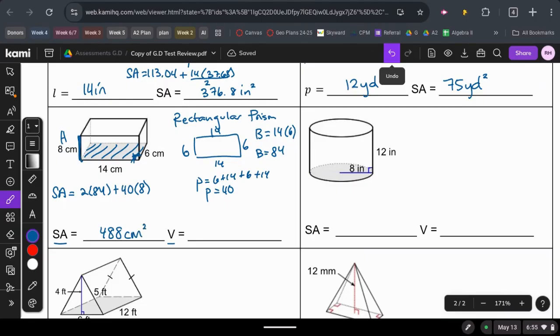Volume, same idea. The formula for a volume is area of the base, so 84 times the height, 8. And so 84 times 8 gives you 672 centimeters cubed.